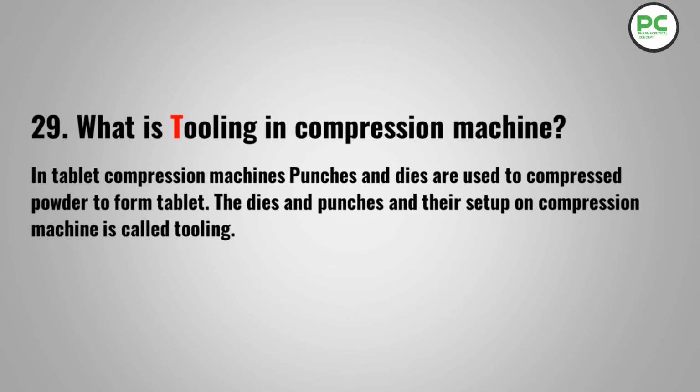What is tooling in compression machine? In a tablet compression machine, punches and dies are usually used to compress powder to form tablets. Dies and punches and their setup on the compression machine is called tooling.